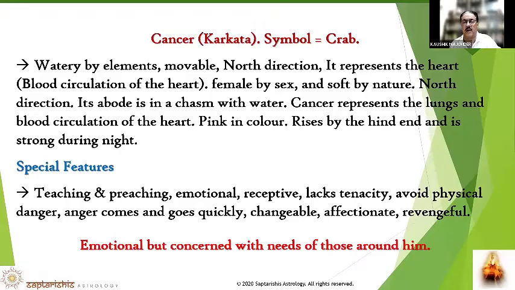I will be moving to Cancer. So Cancer, we know as Karkata, the symbol is crab. Now Cancer is watery by element, movable, north direction. It represents the heart, particularly blood circulation of the heart. Female by sex and soft by nature. Its abode is in the chasm with water. Cancer represents the lungs and the blood circulation of the heart, that I have already written. Pink in color, rises by the hind end and is strong during the night.